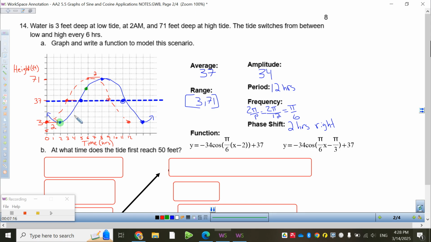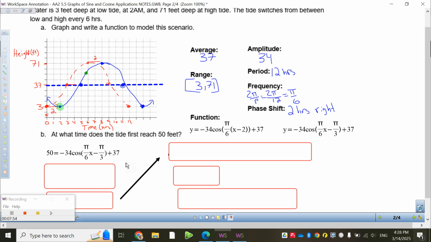Okay? All right, so here's what I would suggest to solve this problem. So we're going to write an equation to start. And you'll notice that our equation is exactly the same as the one we came up with, except for that we're solving for 50, and that's a y value. So I'm going to rewrite my equation as 50 equals negative 34 cosine of pi over 6x minus pi over 3 plus 37. So that's my same exact function, but I'm going to change y to be 50 because we're looking for a height of 50.